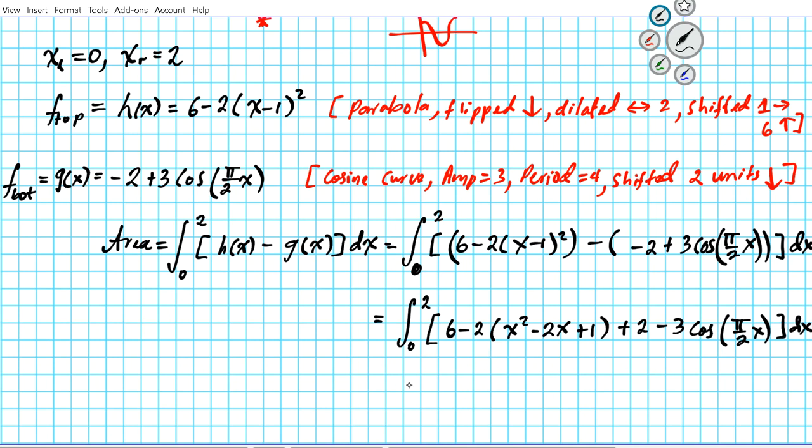All right, so let me simplify this further. I'm going to have the integral from 0 to 2. Okay, and then just distribute this 2. So negative 2 times x squared will give us negative 2x squared. Negative 2 times negative 2x will give us positive 4x. Okay, and then negative 2 times 1 is negative 2.